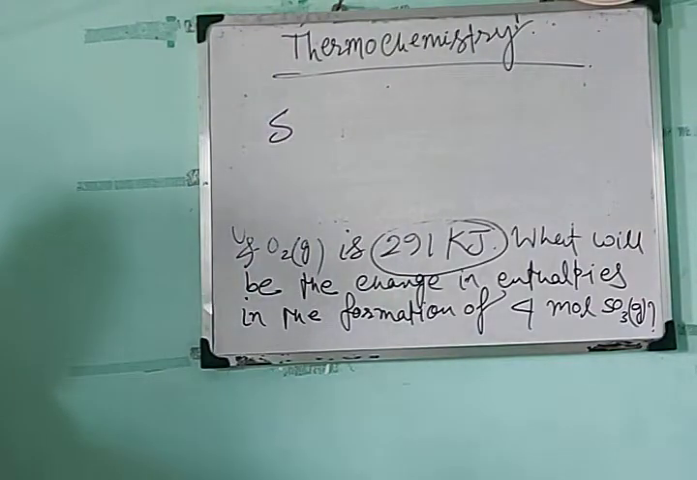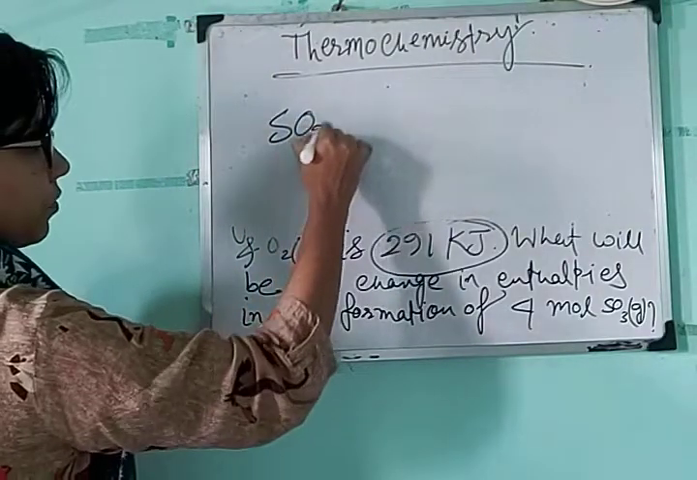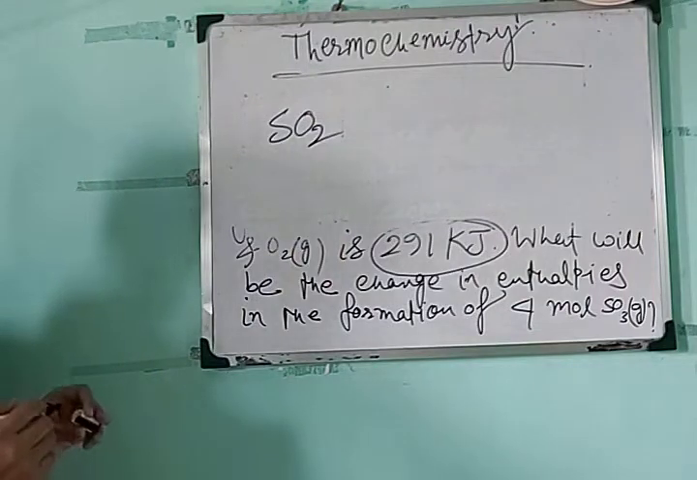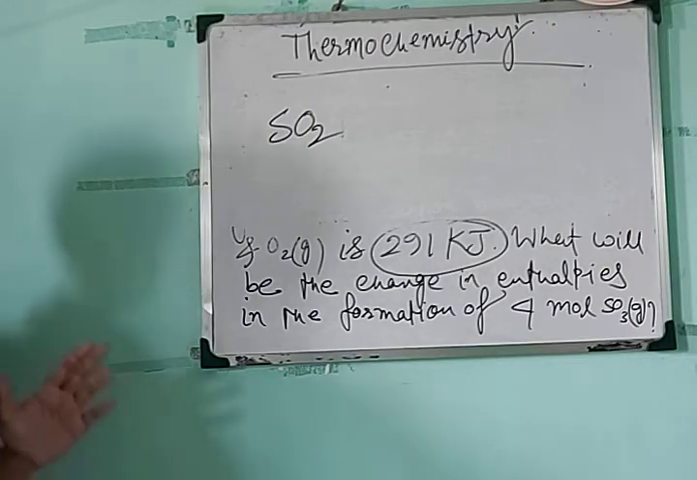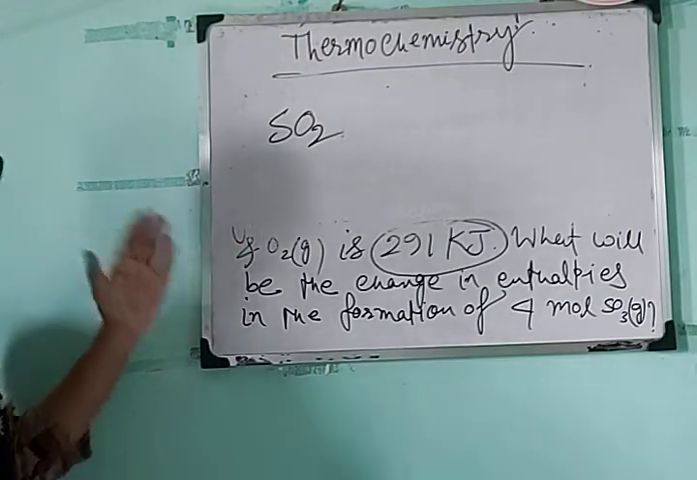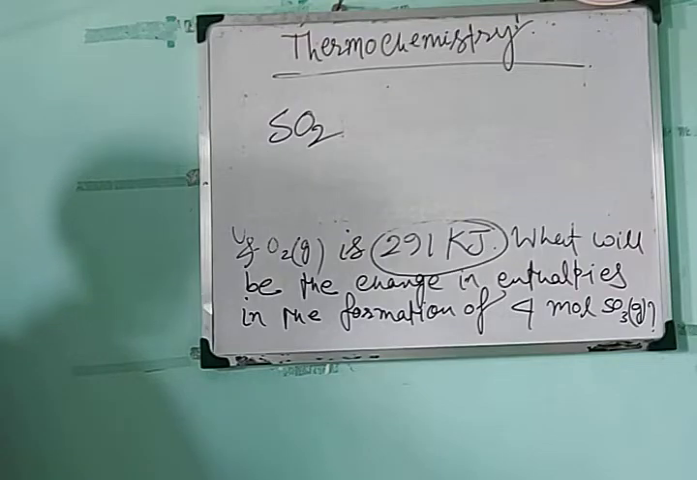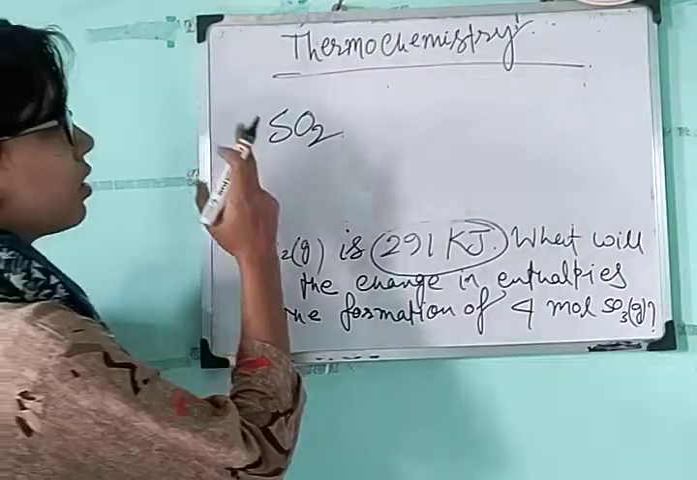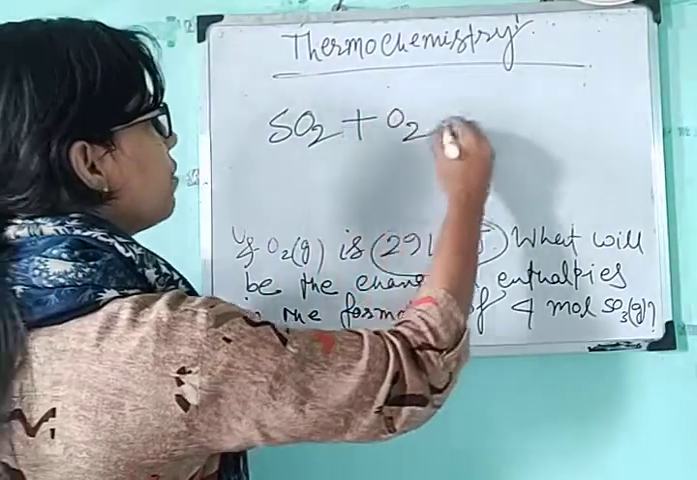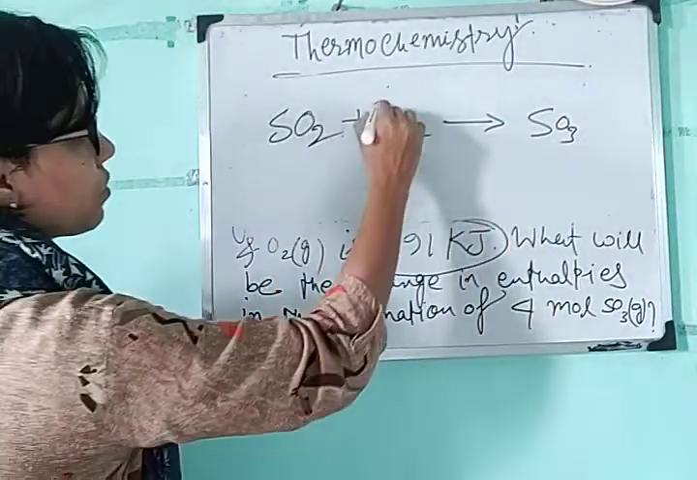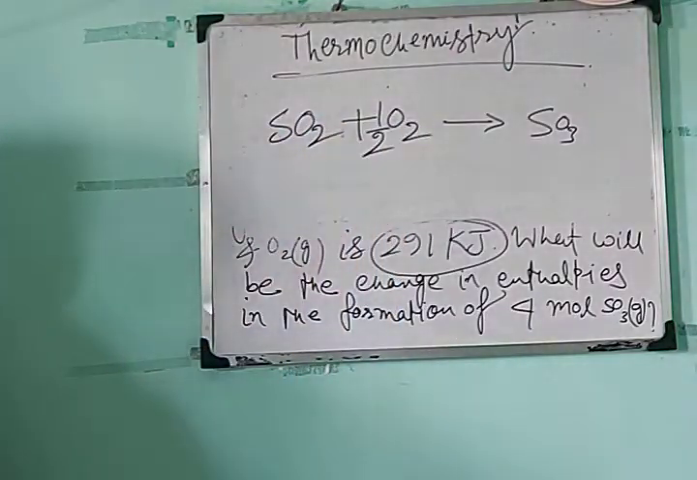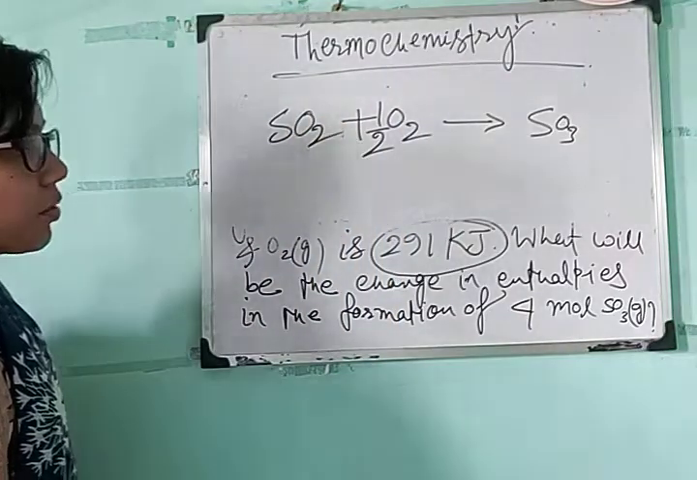Sulfur dioxide reacting with oxygen. In the numerical you can see that it is given the formation of sulfur trioxide from the reaction between sulfur dioxide and oxygen. That means you will set up the formation reaction by reacting sulfur dioxide and oxygen, as it is already given in the numerical. So sulfur dioxide and oxygen reacting, giving sulfur trioxide. Now you have to balance it. Sulfur dioxide needs one more oxygen, so half oxygen. So sulfur dioxide and oxygen gas react to produce sulfur trioxide.